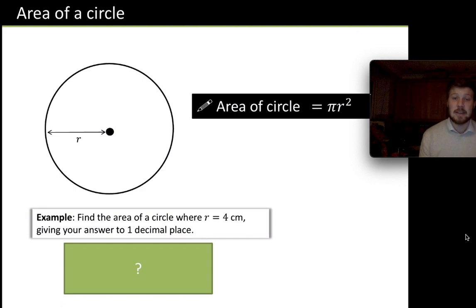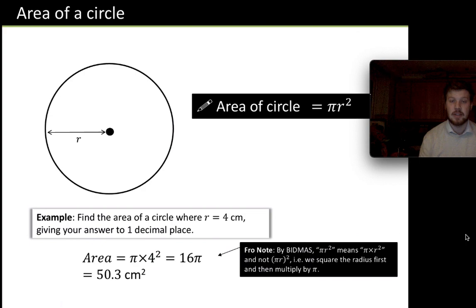So here's my example. Find the area of a circle with a radius of 4. So what we do is just do pi times 4 squared, which would give me 50.3. Really important to know that BIDMAS applies as always. So therefore, when we're squaring, we have to square first, then times by pi. We don't do pi times 4 and then square it, because that would be an obscenely large number.